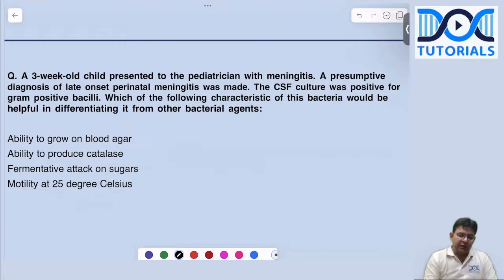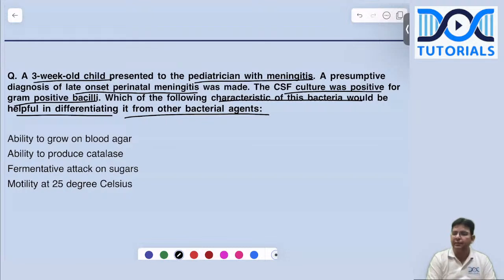Yes, please. Now telling about this. A 3-week-old child presented to the pediatrician with meningitis. A presumptive diagnosis of late onset perinatal meningitis is made. The CSF culture was positive for gram-positive bacilli. So this bacteria would be helpful in differentiating from the other bacterial agents. Yes, please. What is the answer to this particular question?